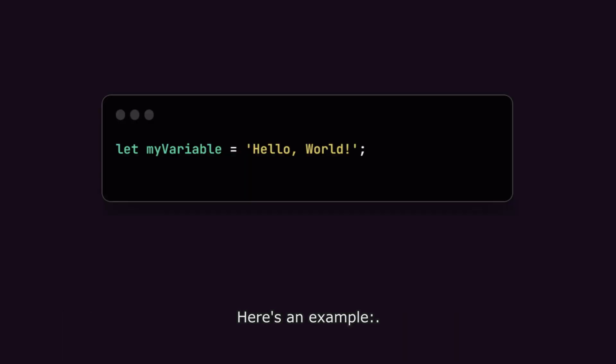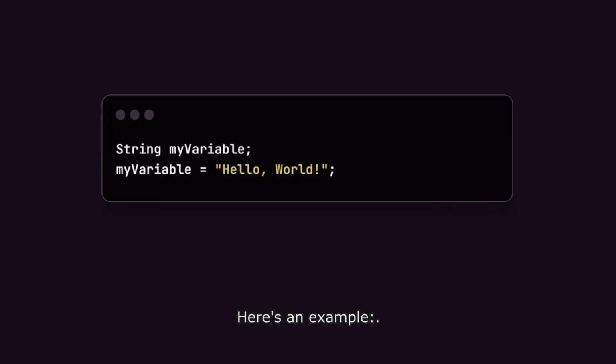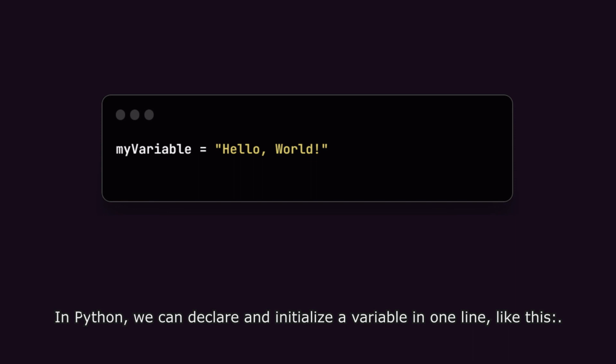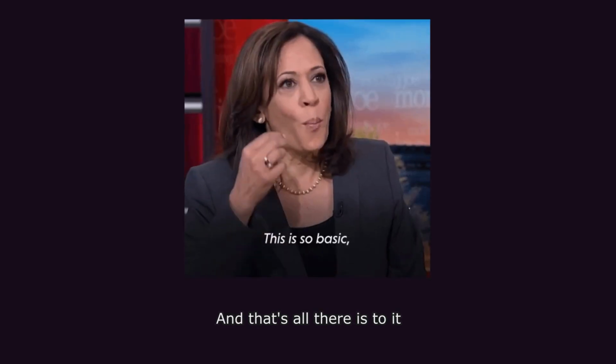Here's an example. In Java, we first declare the variable by specifying its type. Here's an example. In Python, we can declare and initialize a variable in one line, like this. In C, we declare variables similarly to Java, but with a slight difference. Here's an example. And that's all there is to it.